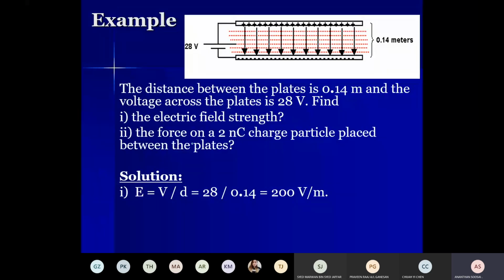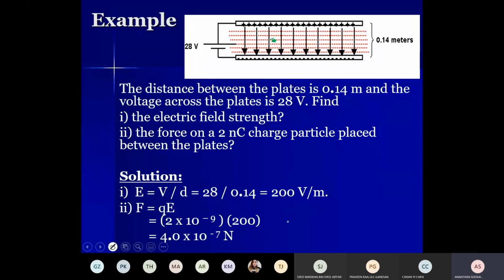Then, what is the force on a 2 nanocoulomb charged particle placed between the plates? Let's say a charged particle of 2 nanocoulomb is placed here. How much force will it experience? What formula to use? Of course, F is QE, Q times the field strength. So 2 times 10 to the power negative 9 times 200 gives the force experienced by the charged particle: 4 times 10 to the power negative 7 newton. 2 nanocoulomb is, of course, 2 times 10 to the power negative 9.